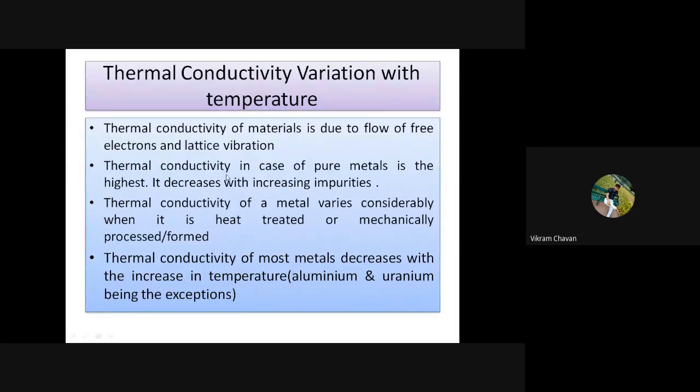We have discussed that thermal conductivity in case of a pure material is the highest and it decreases with increasing impurities. Now, important thing: thermal conductivity of a metal varies considerably when it is heat treated or mechanically processed or formed. Now what you should remember here is that it is a mechanical point. Whatever different manufacturing processes we perform in the industries, like joining processes and forming processes, these processes also impact the thermal conductivity of metals.